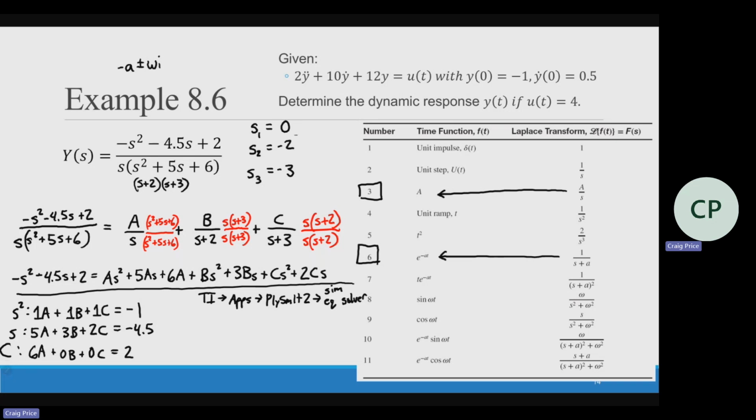So again, you don't have to use a calculator. You don't have to use a calculator for any of this. I'm not going to require you to use a calculator, but you already have it. You might as well use it for this.